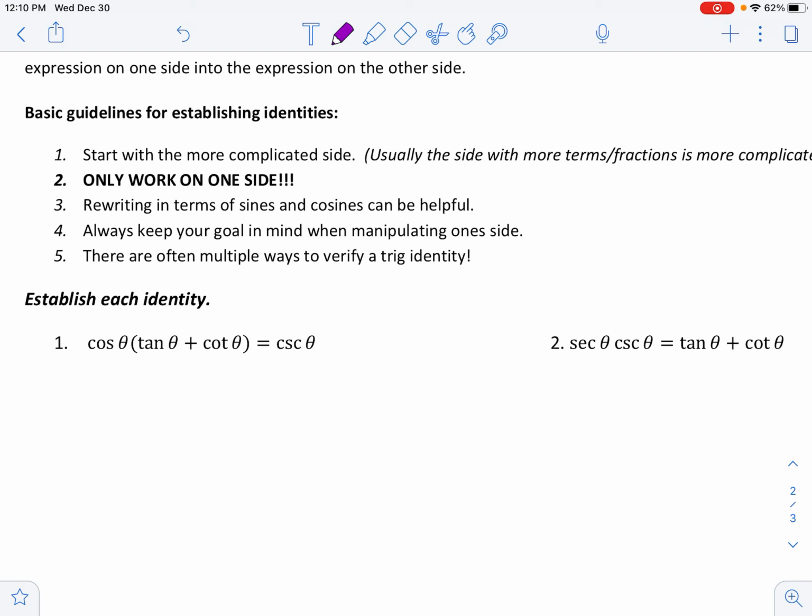Thing number 2. You can only touch one side. You have to pick a side that you're going to manipulate, and that's the only side you're touching. You are not touching the other side at all. As a reminder, rewriting in terms of sines and cosines can be helpful. So I leave sines and cosines alone, and then if I need to change a cosecant to 1 over sine, I will. Always keep your goal in mind, meaning the answer's there. So if you're like, I don't know what to do next, look at the answers, see if that helps you. Last but not least, there are often multiple ways to do these. So if you do it a completely different way and still get to the end, your way is fine.